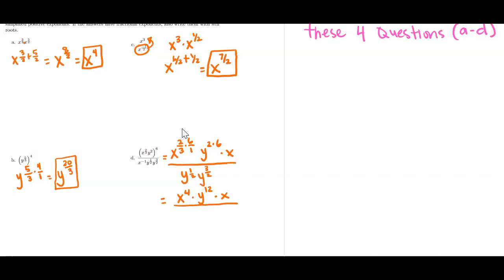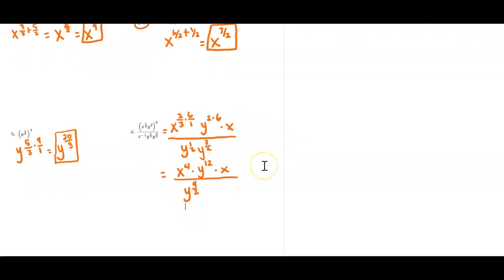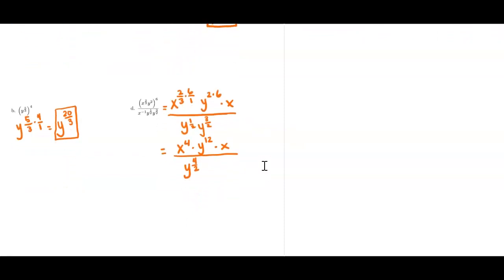And then on the bottom, when I get those y's together, remember they're connected by multiplication, so again, I'm adding those exponents. So that would be y to the 1/2 plus 3/2, which is going to be 4/2, which is going to simplify to be y to the 2nd power. And we'll do that on the next step. Let's do one more thing here.